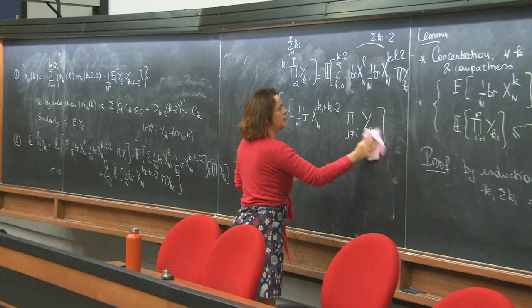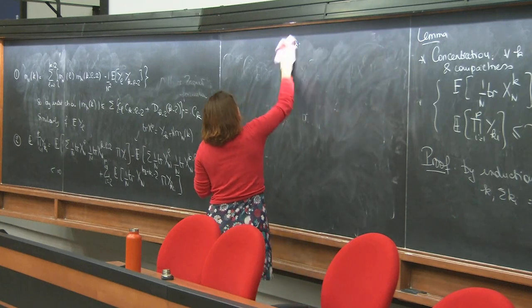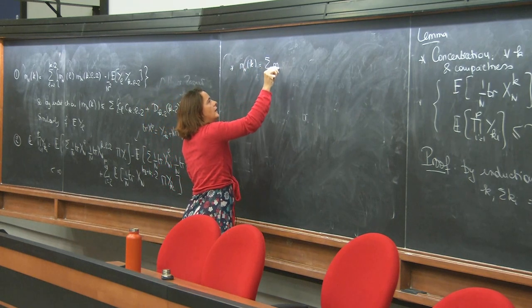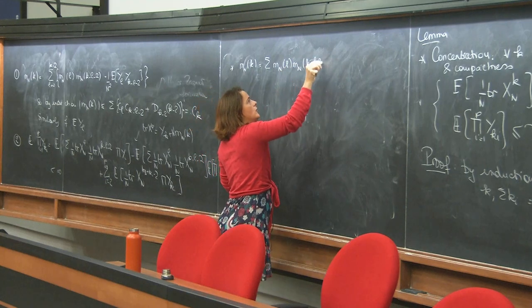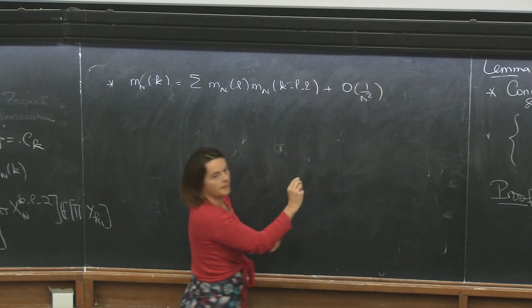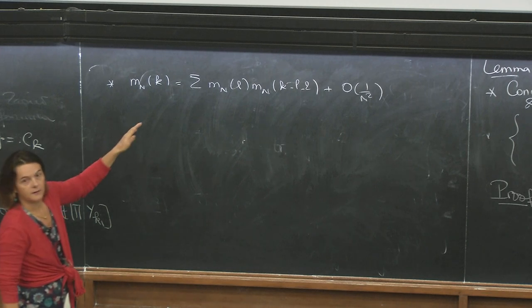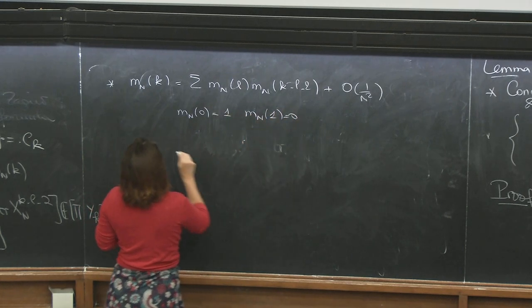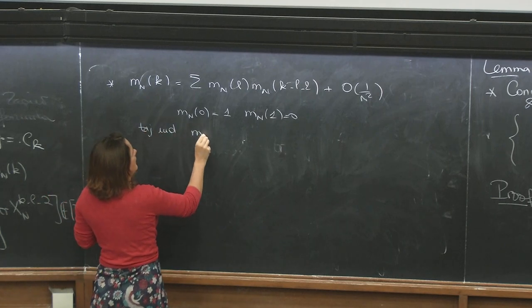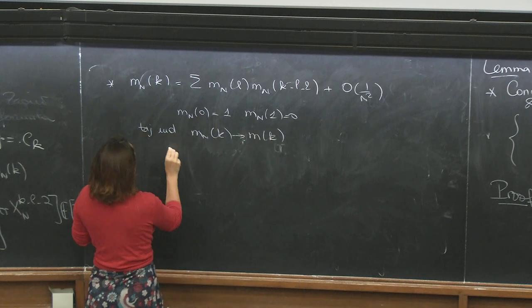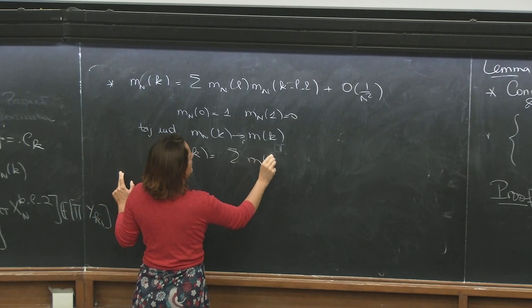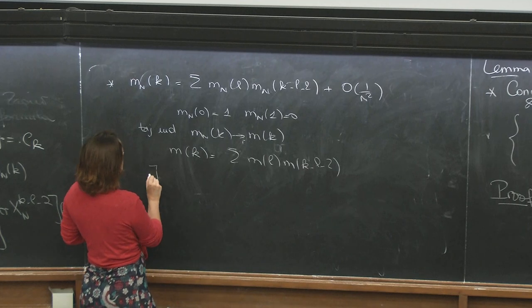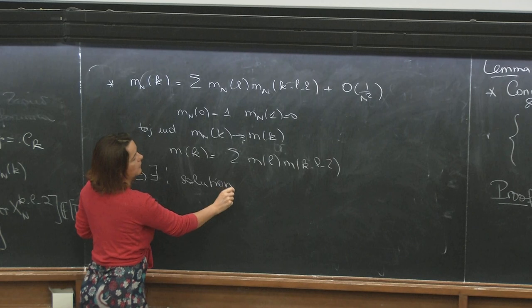I know asymptotically that I will have an equation for M_n. So I have M_n(k), which is the sum of M_n(l) M_n(k minus l minus 2), plus something which is of order 1 over n squared. Now I can prove by induction that this is going to converge. I know that M_n(0) is equal to 1, M_n(1) is equal to 0, and by induction M_n(k) is going to converge to M_k, which is the solution of M_k equal to the sum of M_l M_(k minus l minus 2). And there exists a unique solution. That's the point, also, that you have a unique solution.